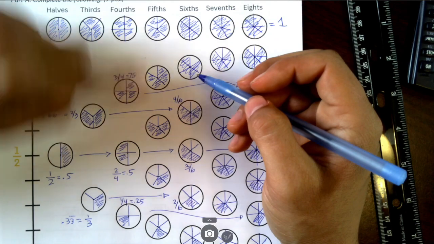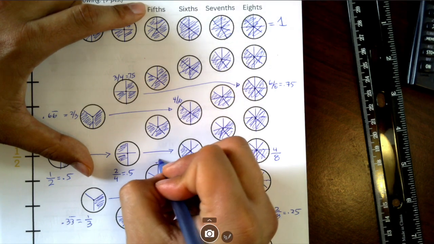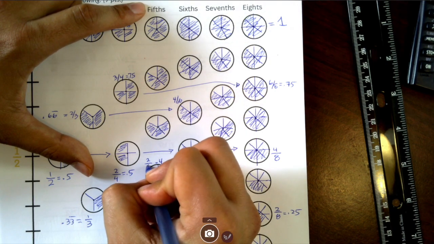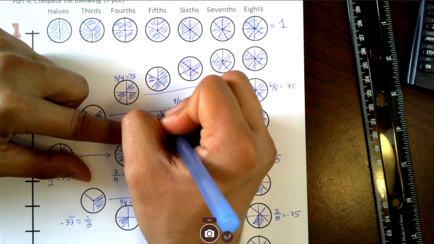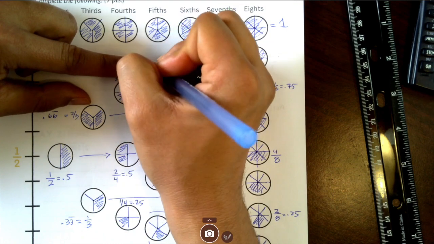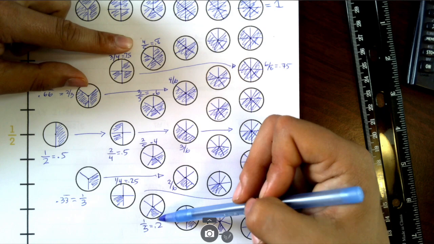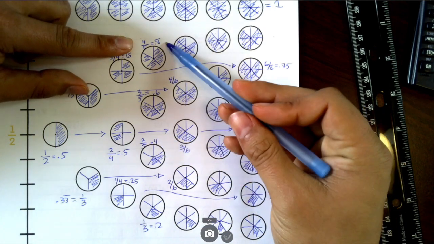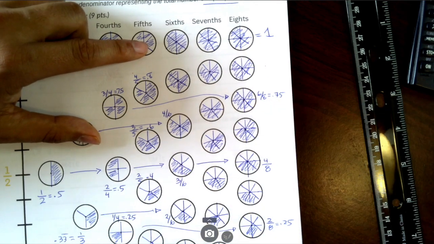Fifths is easy. 1/5 is equal to 0.2. This one's equal to 0.4. This is equal to 0.6. So let's put it at the top, 0.6. 3/5. And 4/5 is equal to 0.8. Why did I say it's easy? Because it just goes 2, 4, 6, 8. Okay? The 6s are a little bit harder.